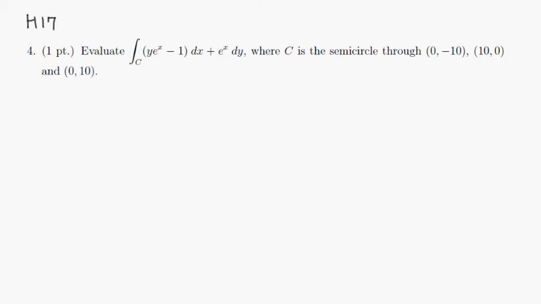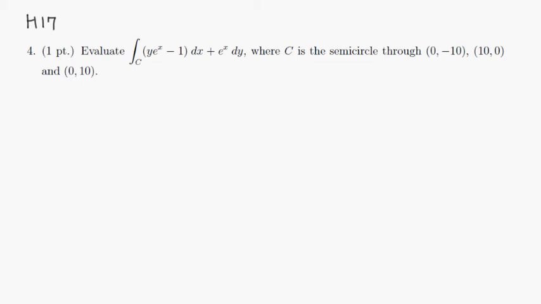Okay, let's look at homework 17, problem number 4. Alright, so let's first look at the path. So it's, let's say, a semicircular path from (0, -10) through (10, 0), then to (0, 10).